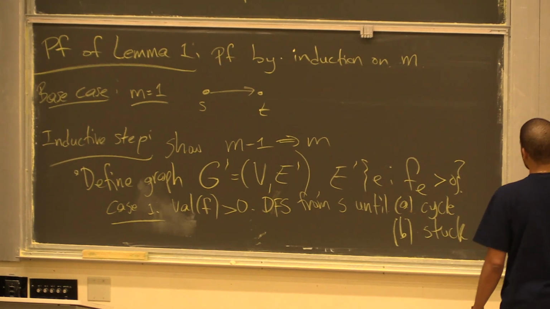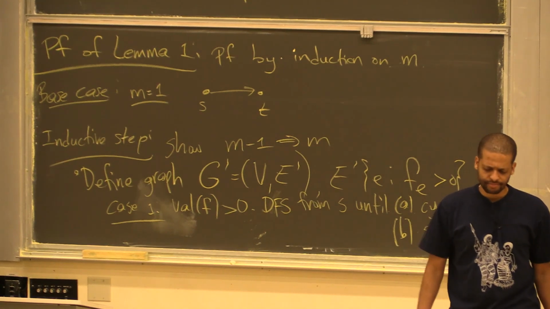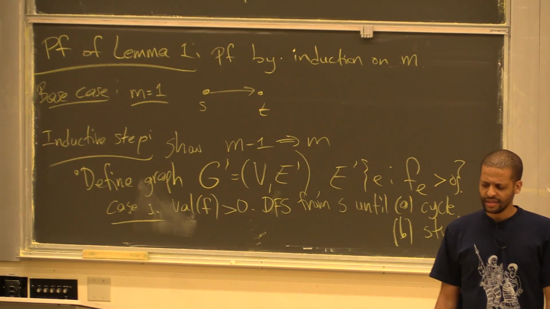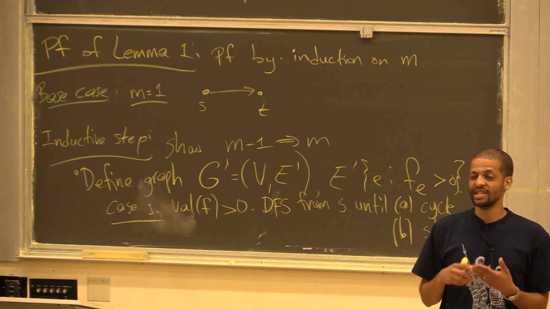The other case is that we get stuck. Okay? There's no out edge. Now, can we get stuck at a vertex which is not t?